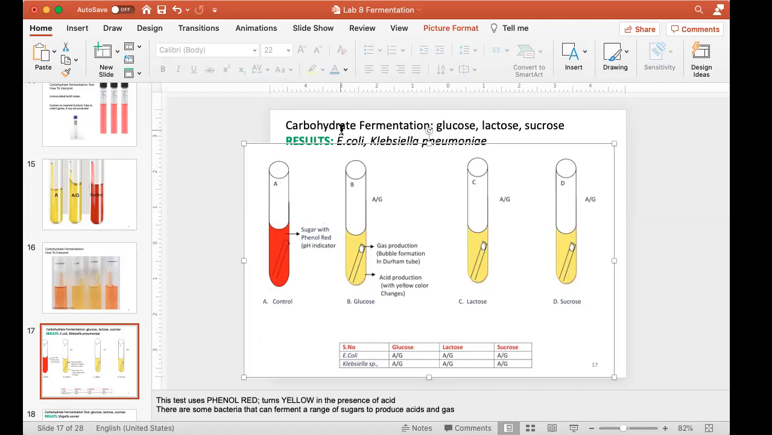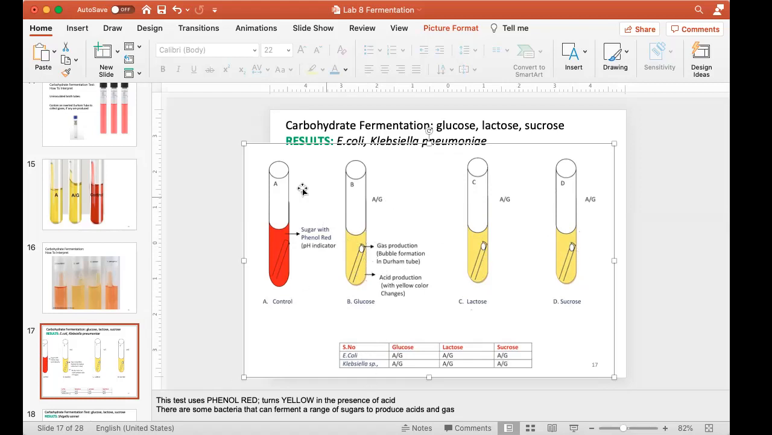The reason I'm combining these 2 organisms on this slide is because they both had identical results. Here's the glucose result for both organisms. Here's the lactose result, and here's the sucrose result. Yellow, yellow, yellow, so acid. And bubble, bubble, bubble, so gas. All 3 of these are A/G. Positive for acid production, positive for gas production.